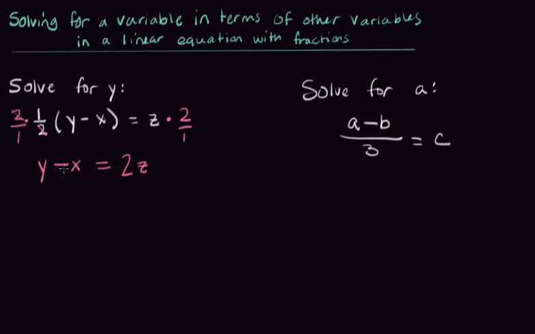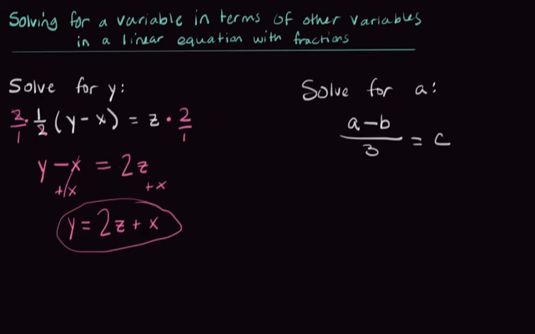So now we have y minus x equals 2z, and we were trying to get y by itself, so we need to get rid of x. Since x is subtracted, we need to add x to both sides. So we should get y equals 2z plus x. And now that y is by itself, this is our final answer.